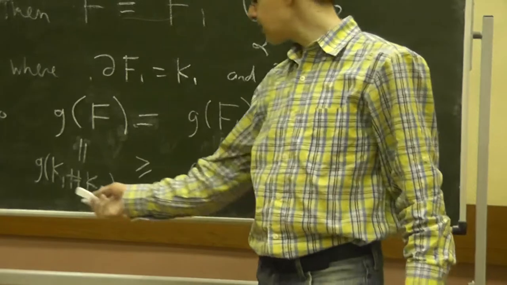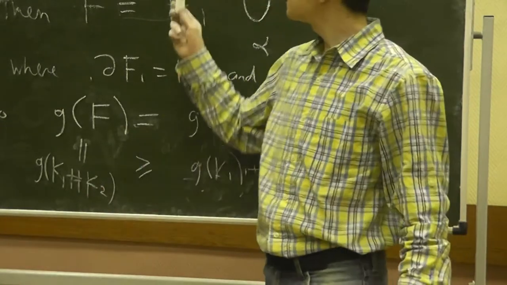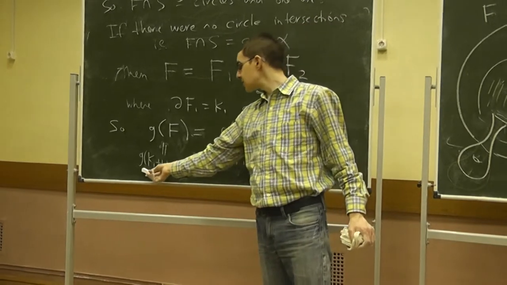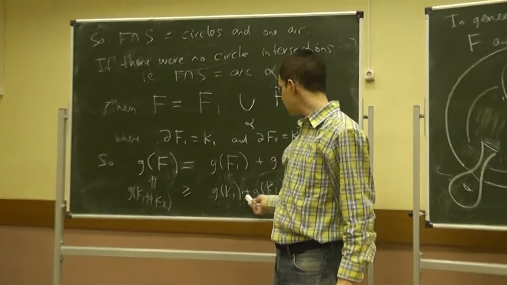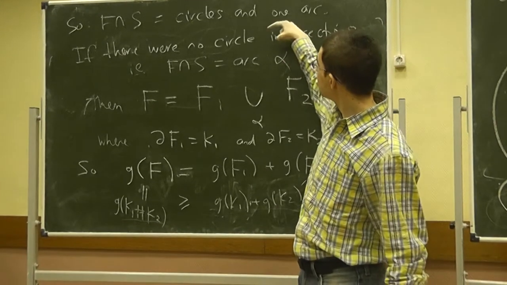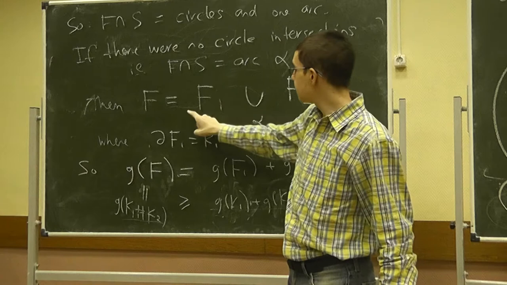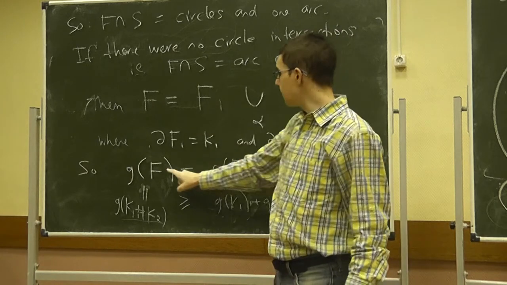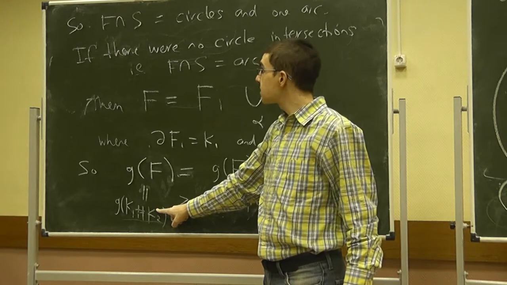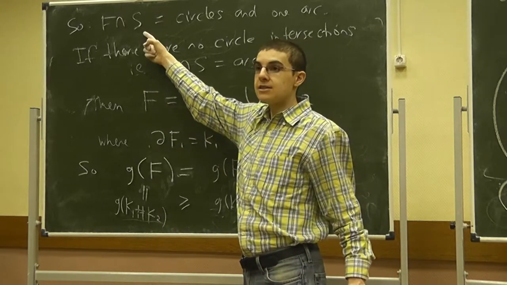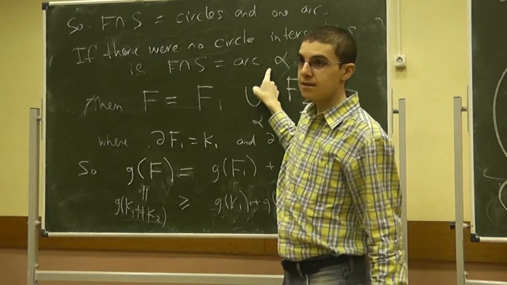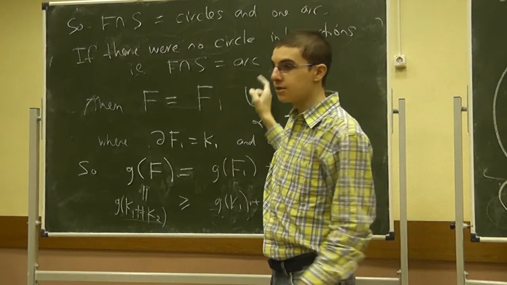So we've proved our inequality. Assuming that we had such an F, the genus of the connect sum is greater than or equal to the sum of the genera. So what we need is to show that we have such a surface, a minimal surface for the connect sum, such that it intersects the separating two-sphere in just one arc. That's what we need to show.